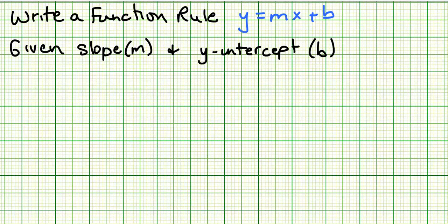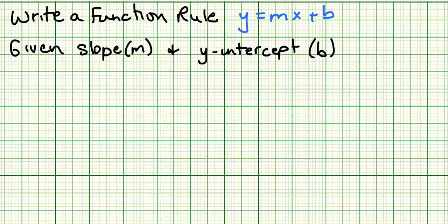There are three situations where we can be given information and have to write a function rule from it. I'm going to separate them into three different videos. That way, if you're struggling with the third topic, you don't have to watch the entire video, and you can go to just the video that you need.